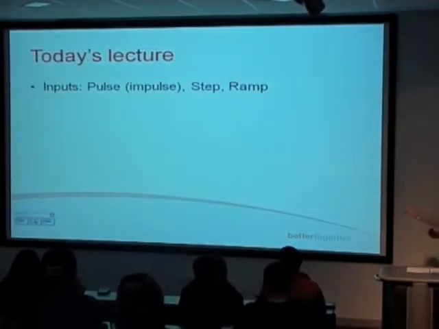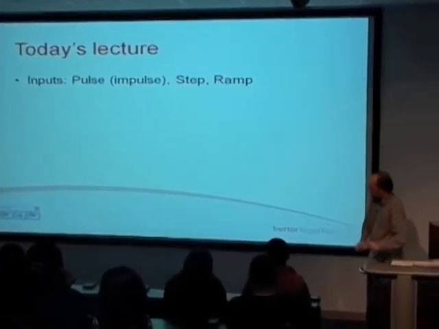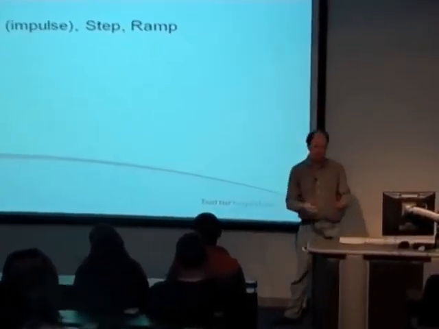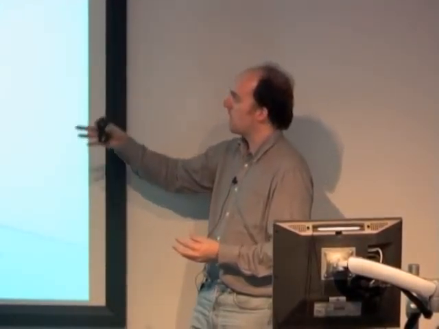So, you're lucky, we're ending a little early. Today, we talked about different types of inputs. We talked about, first off, the pulse, the step, and the ramp inputs, and how they're formed in terms of the s domain. A step is A upon s, a ramp is A upon s squared, and an impulse is just A on its own. There's no s term.